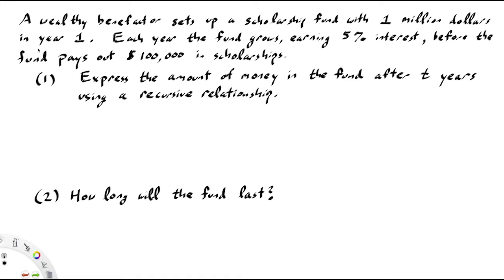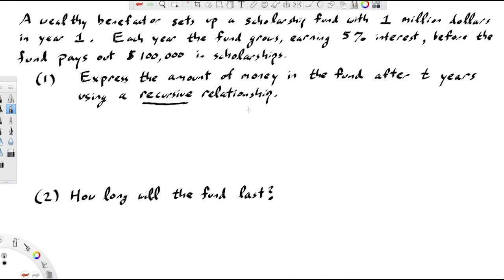And the way that scholarship funds often operate is that they're in an account that earns interest, so somebody manages the fund so it earns some good money. Let's say the scholarship fund grows every year, earning 5% interest, which, by the way, is a lot. This is more than you'd find in your average bank. Okay, so every year the fund grows, earning 5% interest, but the fund also has to actually pay the scholarships, and this one is set up to pay $100,000 every year in scholarships. And the first question says, express the amount of money in the fund after t years using a recursive relationship.